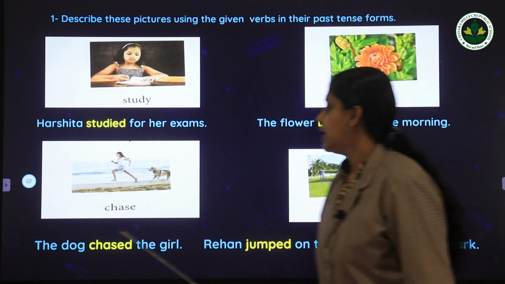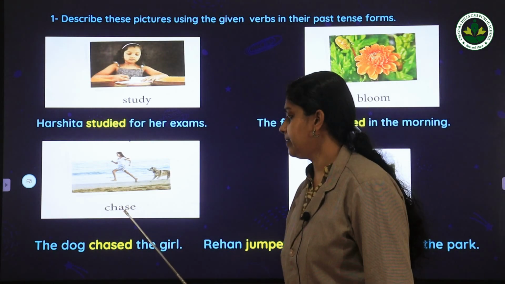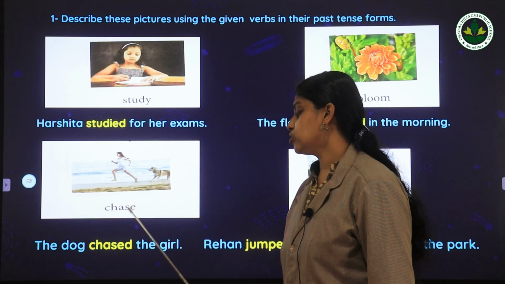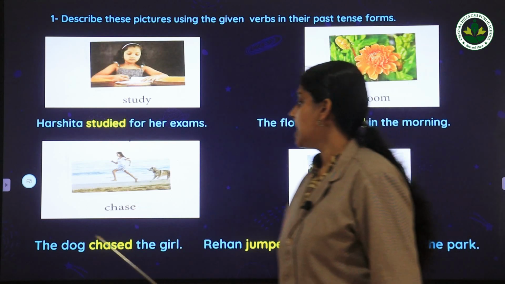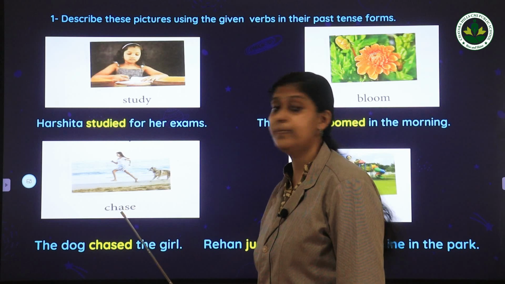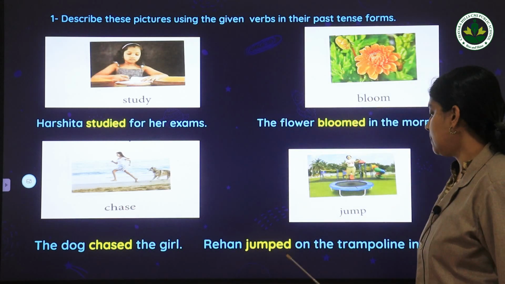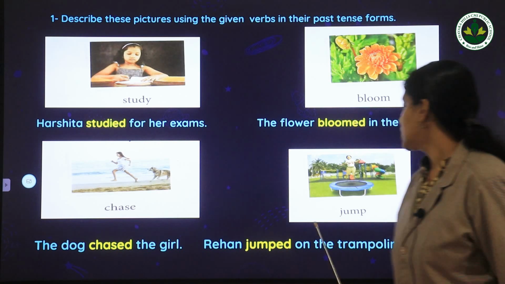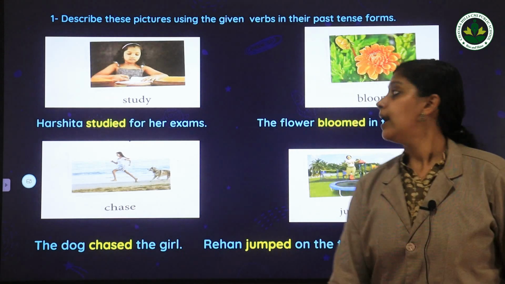Next one, the dog chased the girl. Here the verb is chase, and you are asked to write a sentence by using the past form of the verb chase. The sentence is: the dog chased the girl. Chased is a past form of the verb chase. Next one, Rehan jumped on the trampoline in the park. Here jumped is the past form of the verb jump.